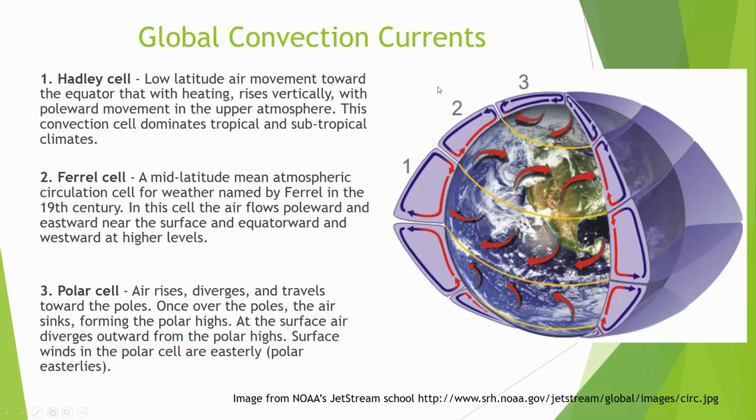So what do you need to know about this? Really, if you can remember that there's three global convection currents and they each dominate a different latitude range on Earth, then you're doing pretty well.